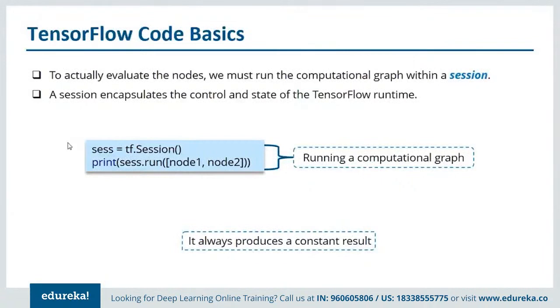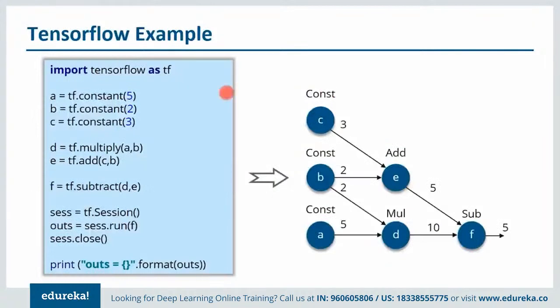So we saw how to run a computational graph as well. Now let me explain it to you with one more example. So this is one example in which we take 3 constant nodes A, B, and C, and we perform certain operations like multiplication, addition, and subtraction. And then we run the session, and then we finally close it. And this is the diagram of how it looks.